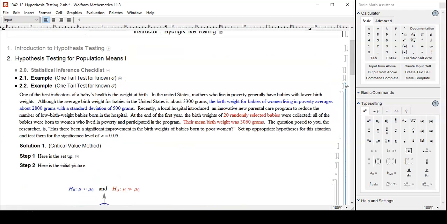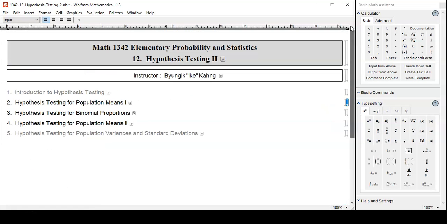Okay, so much for section 2. We're going to repeat this using the probability value approach. And if you're interested, you can go through that as well. If you want to skip, just go ahead. Just stick to critical value method only. That's fine with me too.